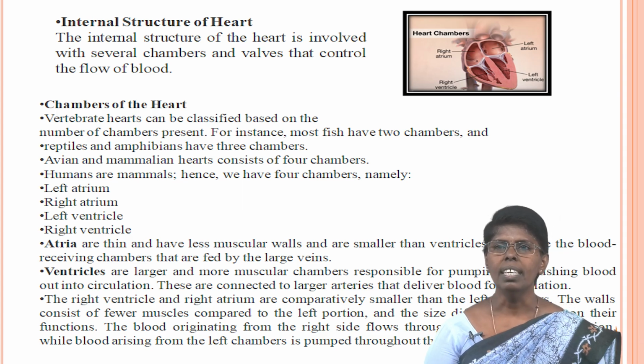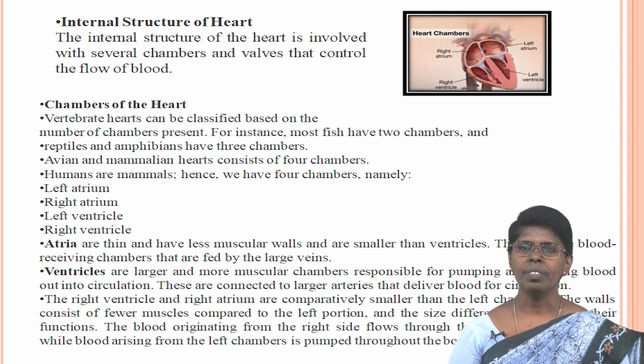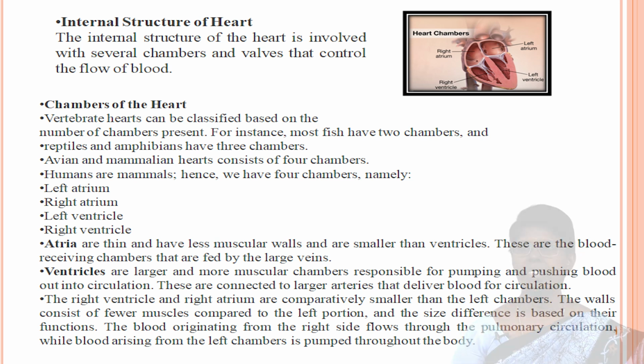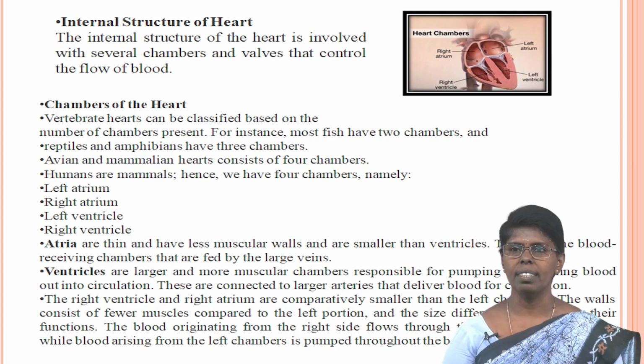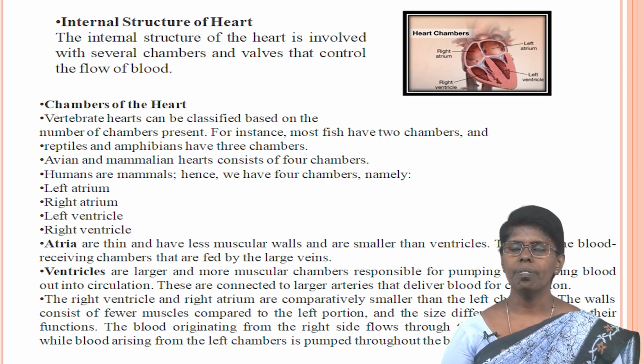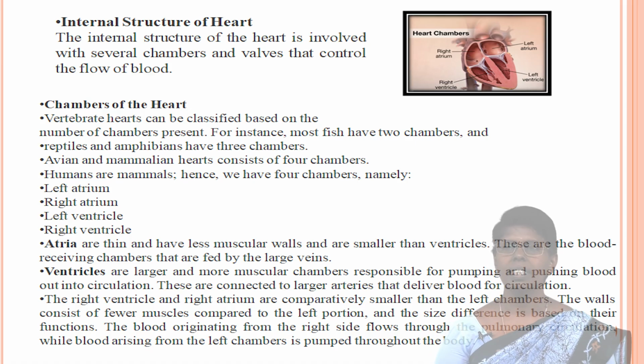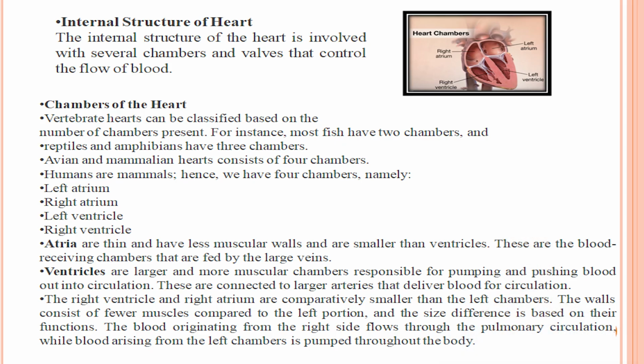Now we see the atria are thin, have less muscular walls and are smaller than the ventricles. These are the blood receiving chambers that are fed by the large veins. The ventricles are larger and more muscular chambers, responsible for pumping and pushing blood out into the circulation. These are connected to large arteries that deliver blood for circulation.